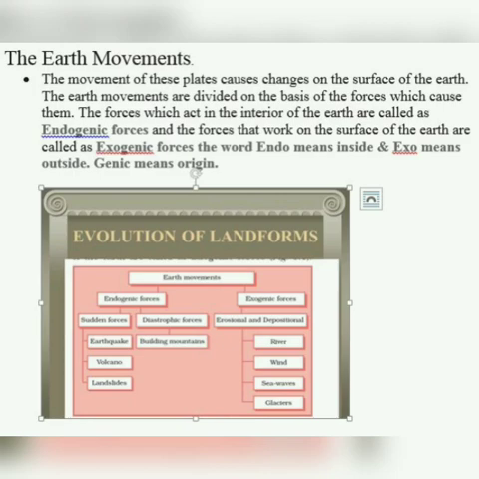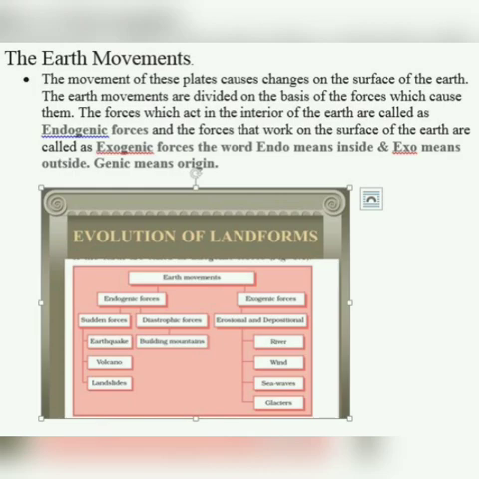As you can see in the picture, endogenic forces are divided into sudden forces and diastrophic forces. Sudden forces are earthquakes, volcanoes and landslides. These occur suddenly. Diastrophic processes are processes that move, elevate or build portions of the earth's crust. For example, building mountains.